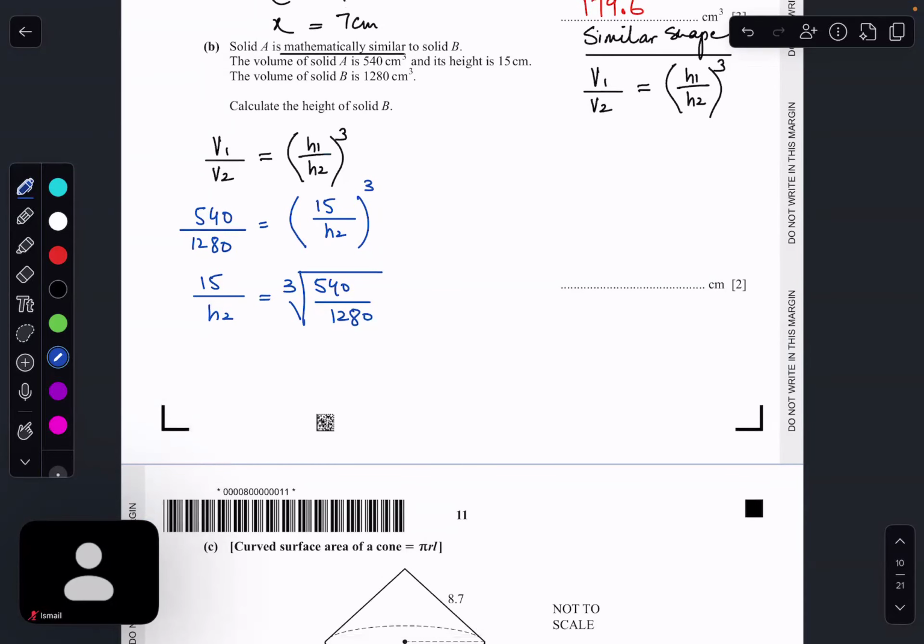Now, what is the cube root of this? 540 divided by 1280, and we take a cube root of this. Cube root of 0.75, and 15 divided by 0.75, we have 20. Okay, so H2 is 20.